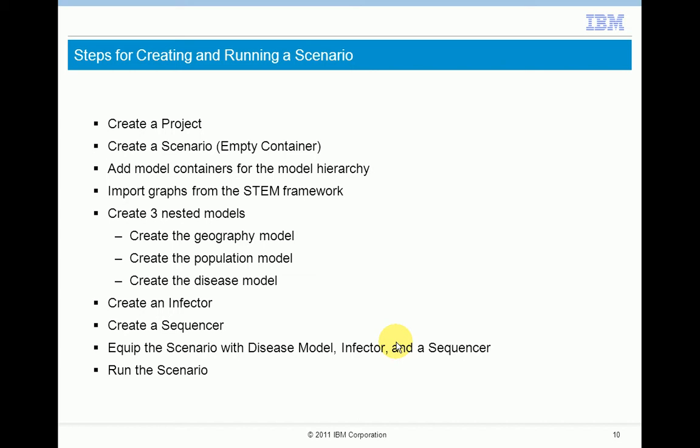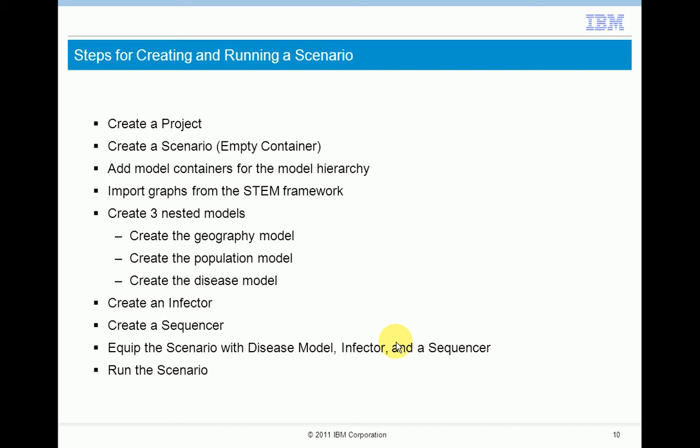And basically, it involves a few steps. If you want to create and run a scenario, you need to create a project, and under the project, you create a scenario, which is an empty container. You add model containers for the model hierarchy. You import graphs from STEM framework. Then you would also need to create three nested models.